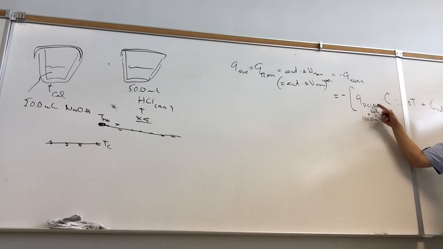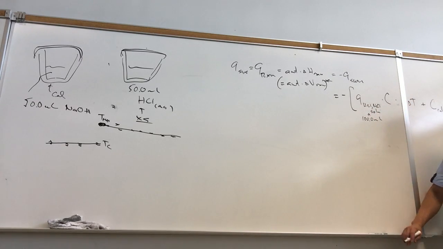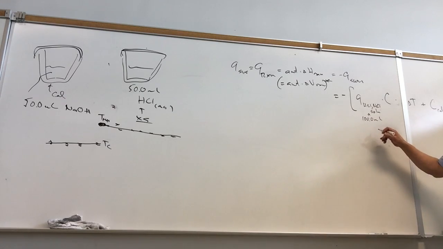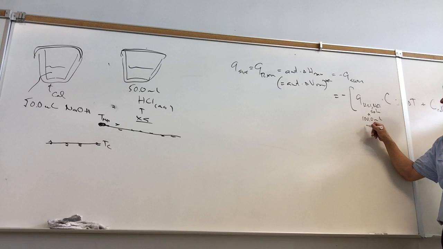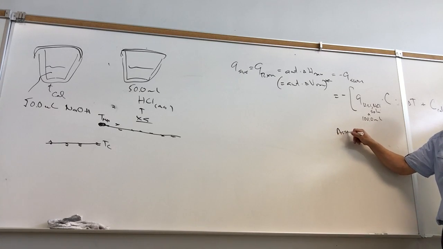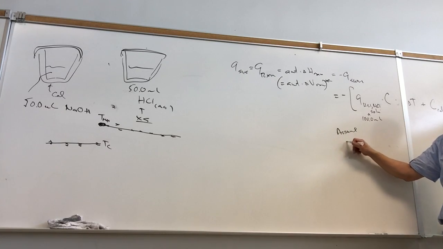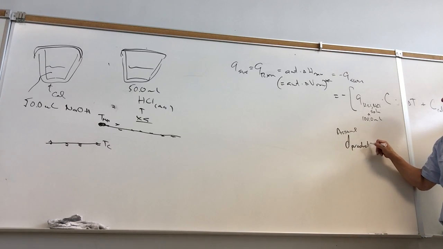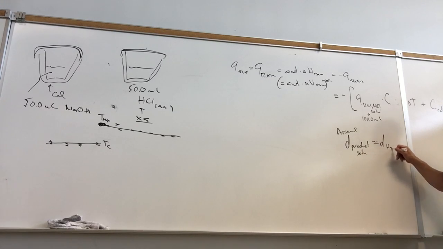But unfortunately the problem is I don't have the specific heat. And in fact, I don't even have the density of this. So I need to make two assumptions. What two assumptions do I need to make? One, I need to assume that the density of the product solution is close to the density of pure water. This assumption is reasonable if it's fairly dilute, which it is. It's going to be pretty dilute. This is only like 0.1 molar.